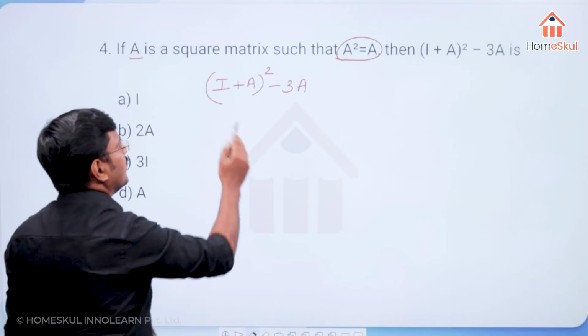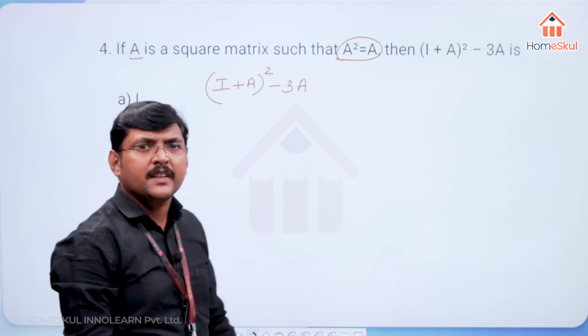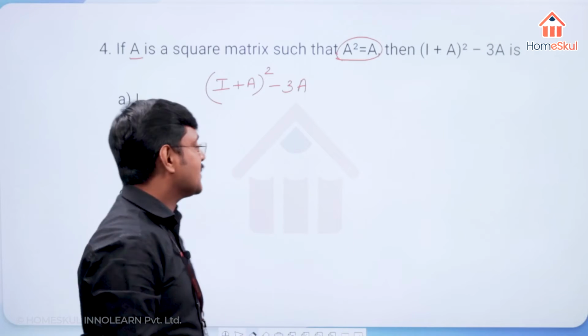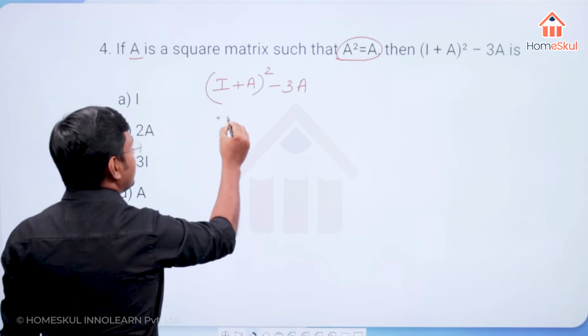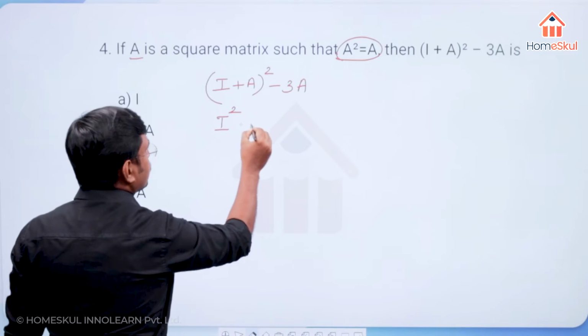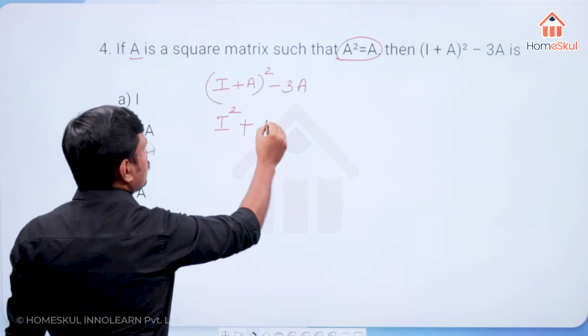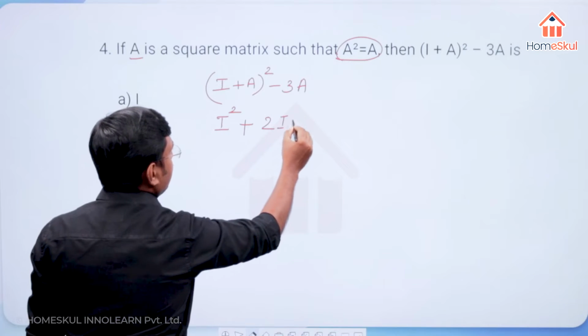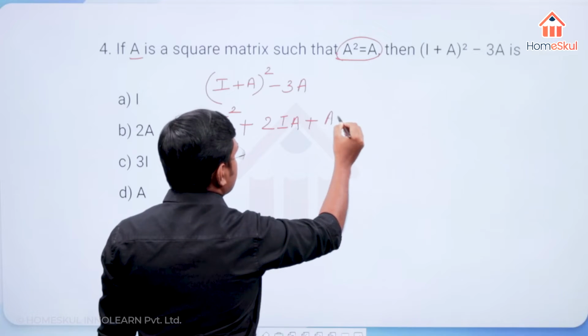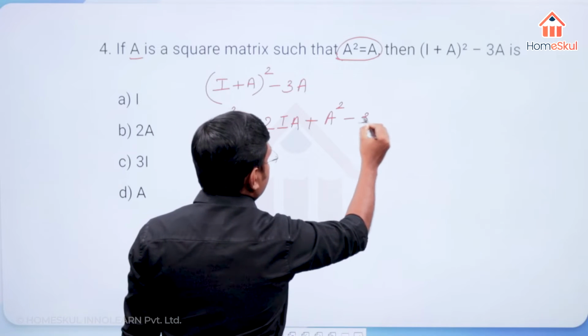Now listen, this looks like A plus B the whole square. What is A plus B the whole square? A square plus 2AB plus B square. I am using the same frame. A square means I square, right, plus 2AB, 2 into I into A, 2IA plus B square, that is A square minus 3A.